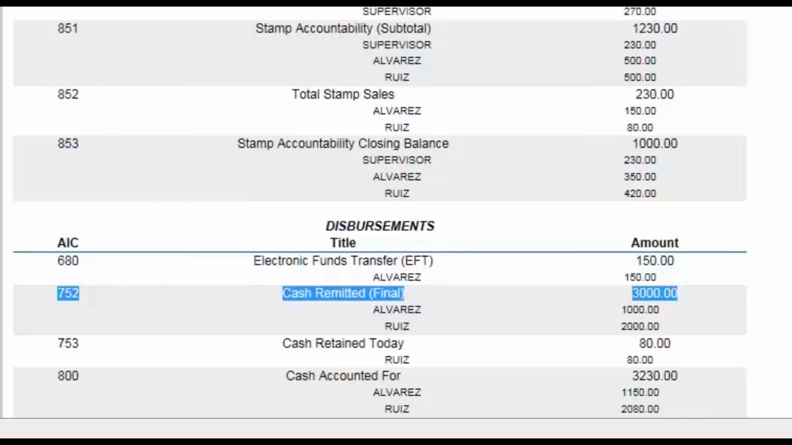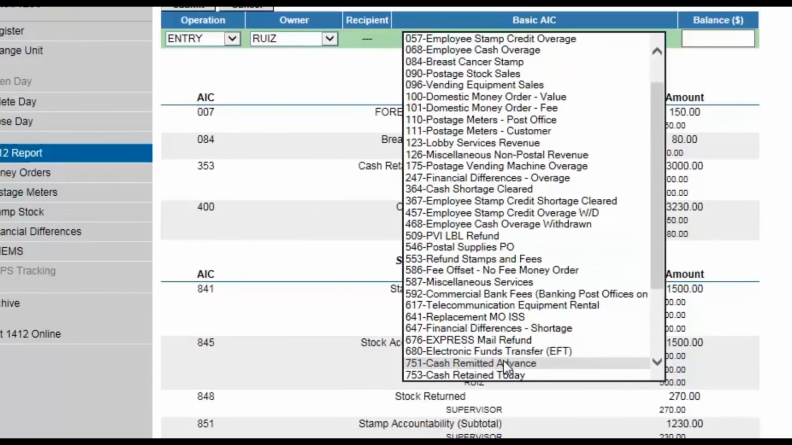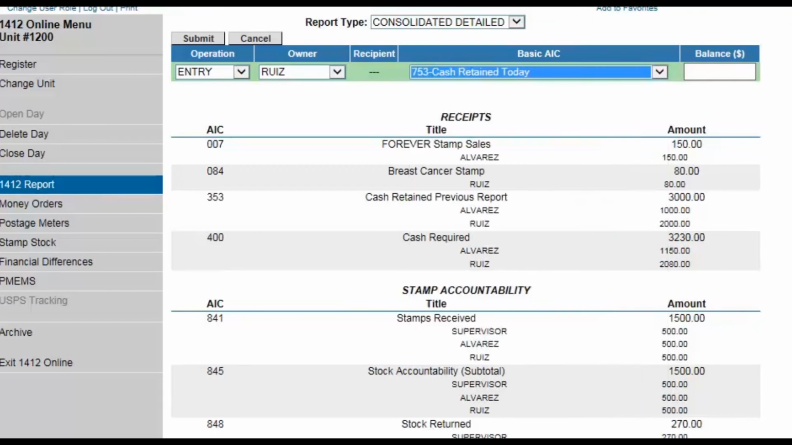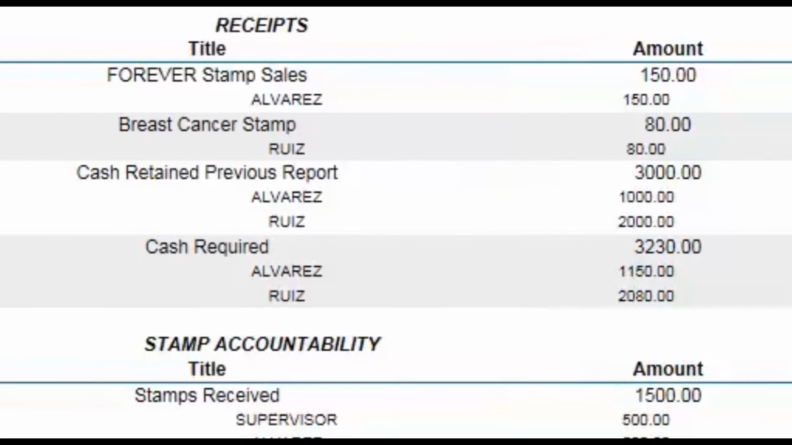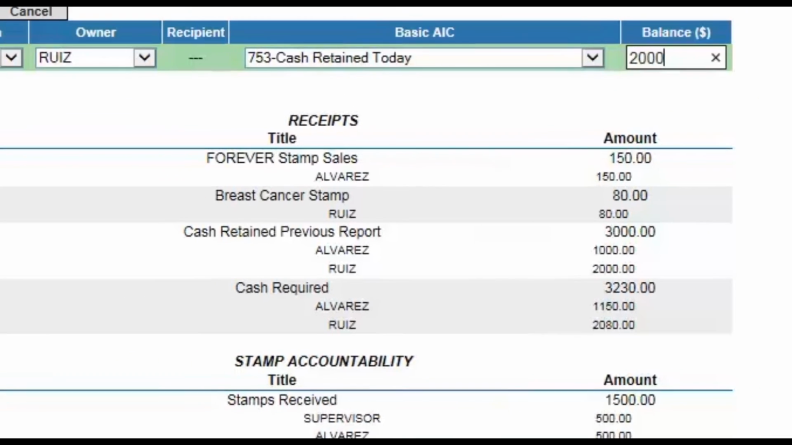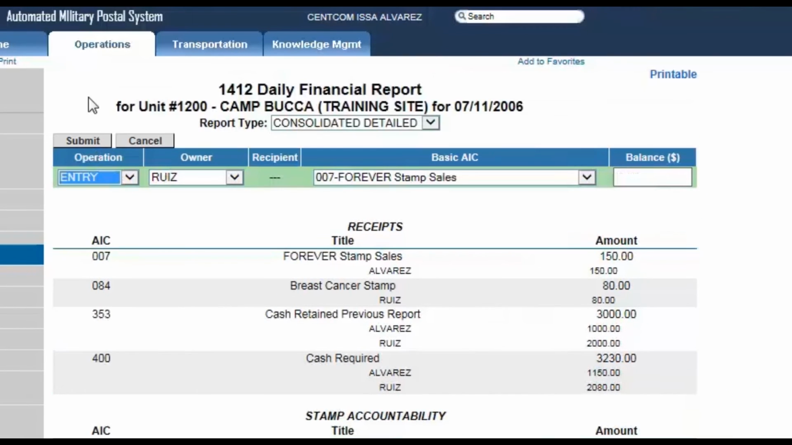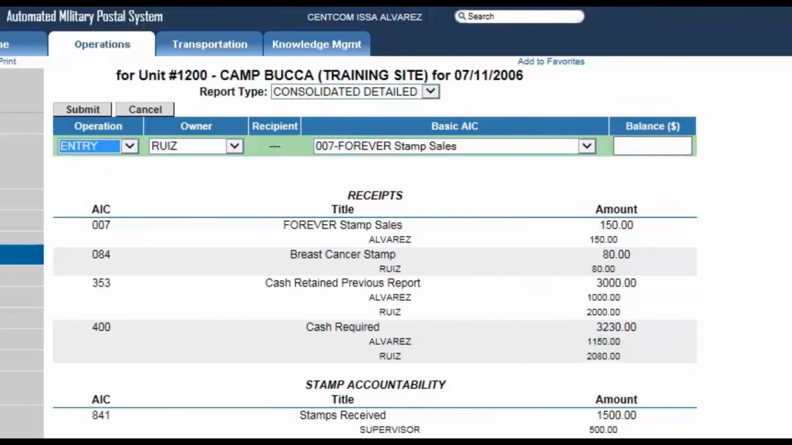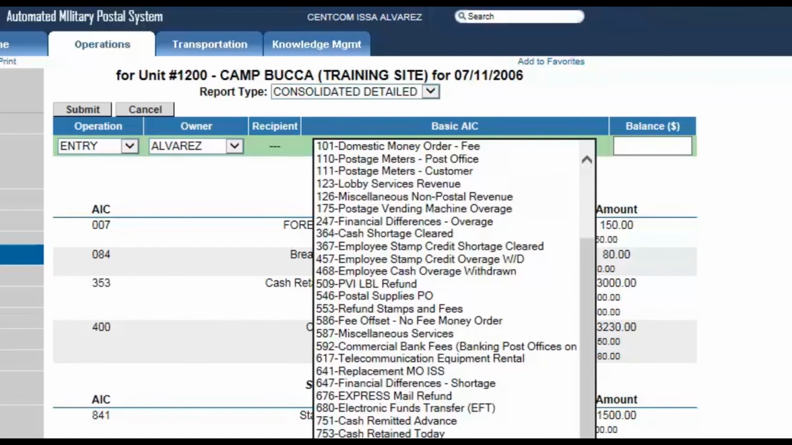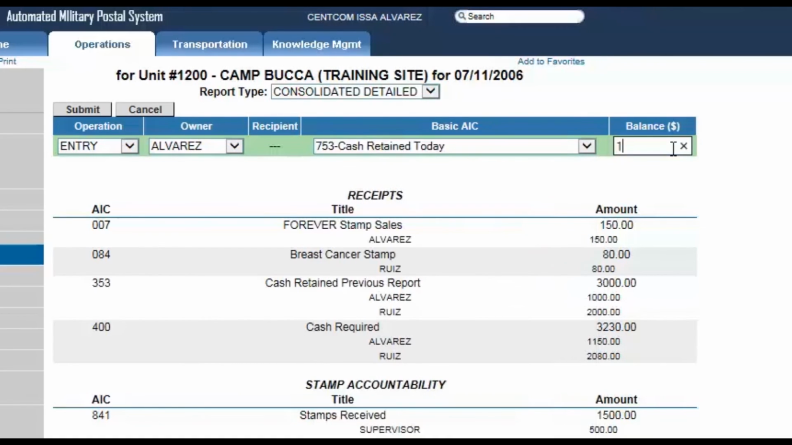So we're going to ensure that Clerk Ruiz goes back and does another AIC 753, and as you can tell, she's still holding on to $2,000. So the submission is going to be for the actual $2,000. Then we have Clerk Alvarez, who still has $1,000. So she is going to submit an AIC 753 for the $1,000.